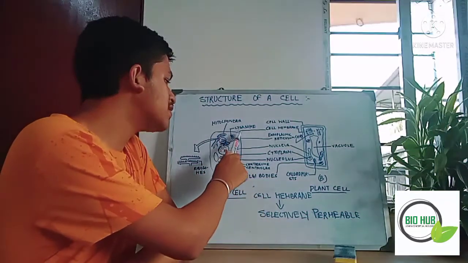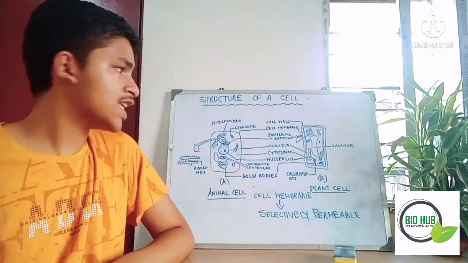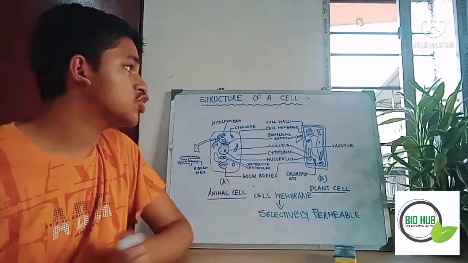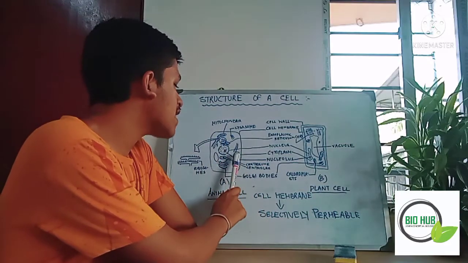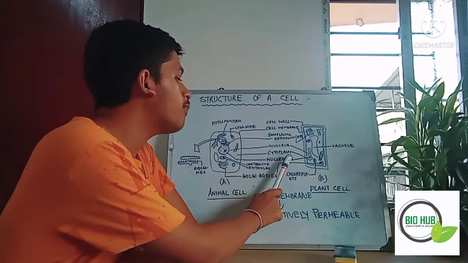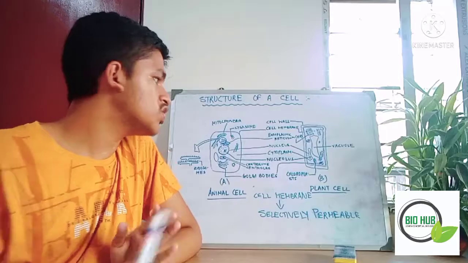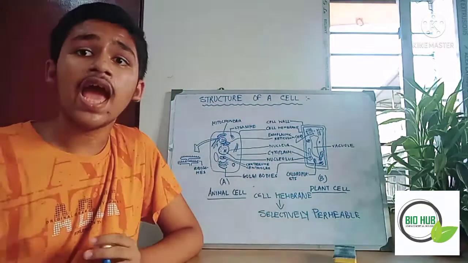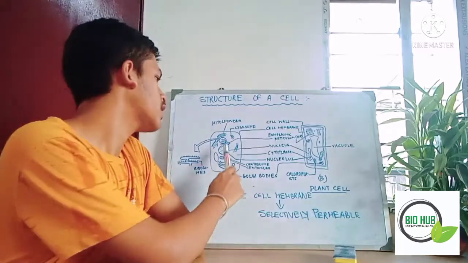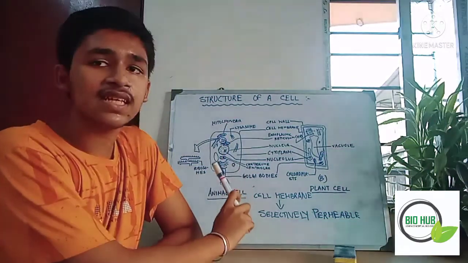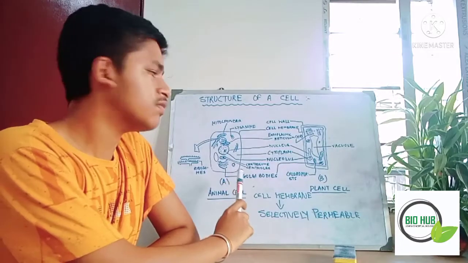Next, you will see this white region. I have not given any shade because I am drawing on the whiteboard. This white region, as I have marked, is the cytoplasm. Cytoplasm is a jelly-like substance inside the cell, and all the cell organelles are embedded in the cytoplasm.